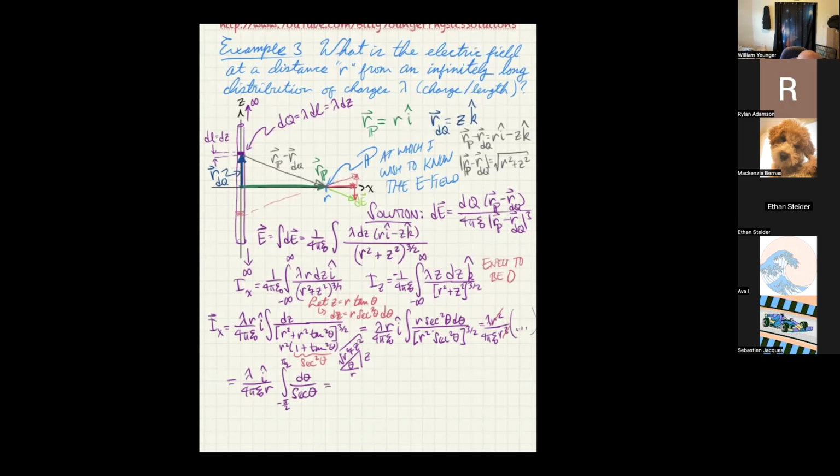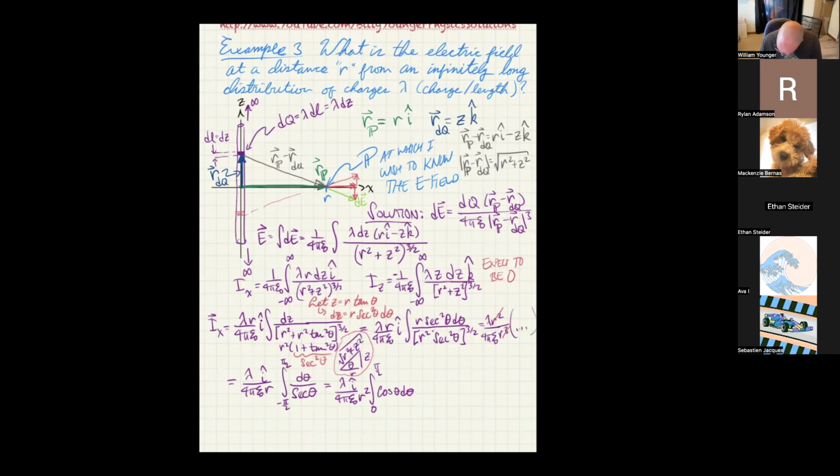In this case, it's going to become lambda I hat over 4 pi epsilon naught r. And I should sort of cordon this off so we won't get them confused for each other. Now it's going to be the integral. I'll put a 2 there and say it's the integral from 0 to pi over 2. Now it's the integral of cosine theta d theta. And of course, the derivative of sine is cosine, so the integral of cosine is sine.